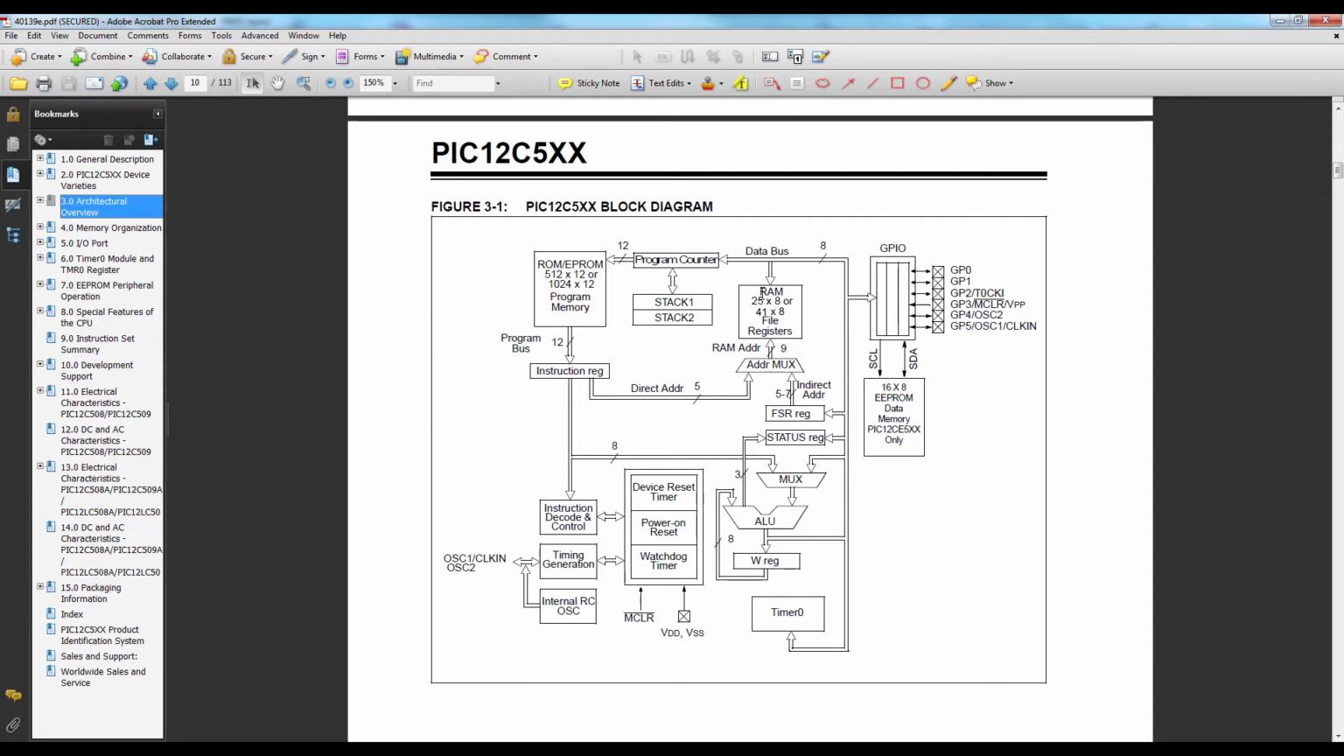Here we have RAM, 25x8 or 41 by 8, depending on the type. There's a few different versions of this part. File registers, which we covered, RAM addresses, a bus here of 9, the MUX or multiplexer input and output. I think at one point you mentioned a stack in one of our lectures. So we also have instruction registers.